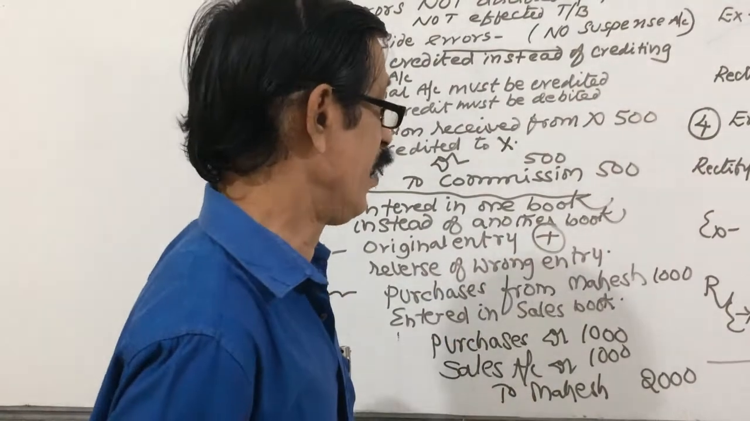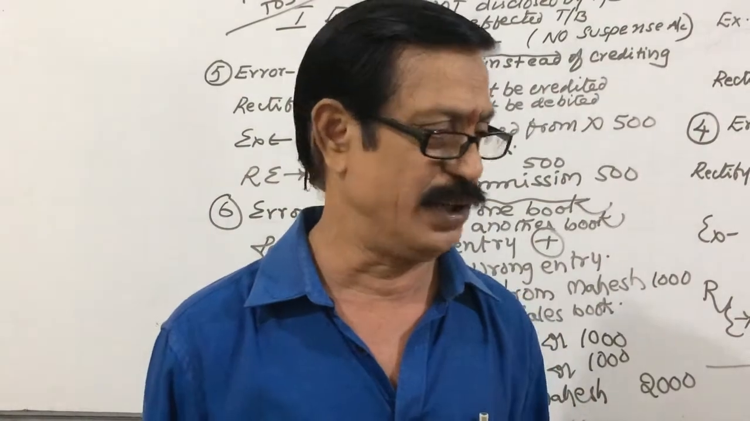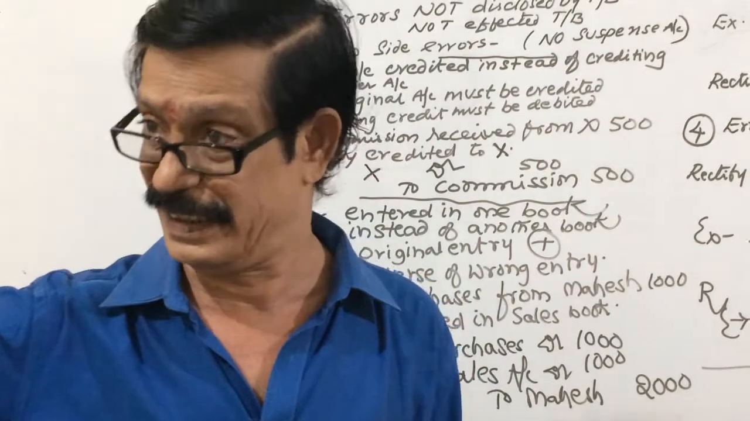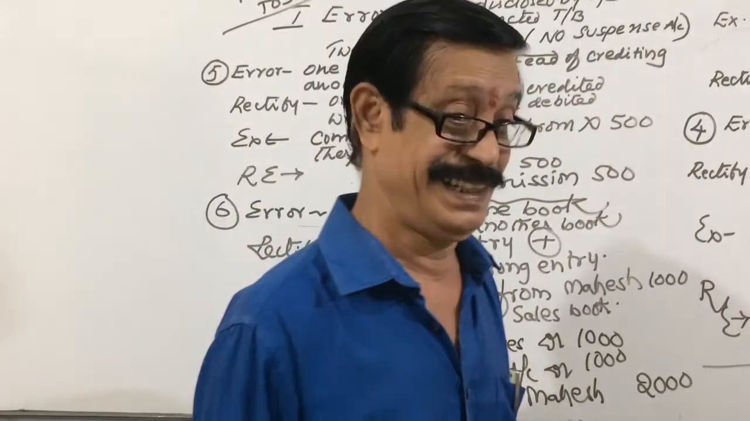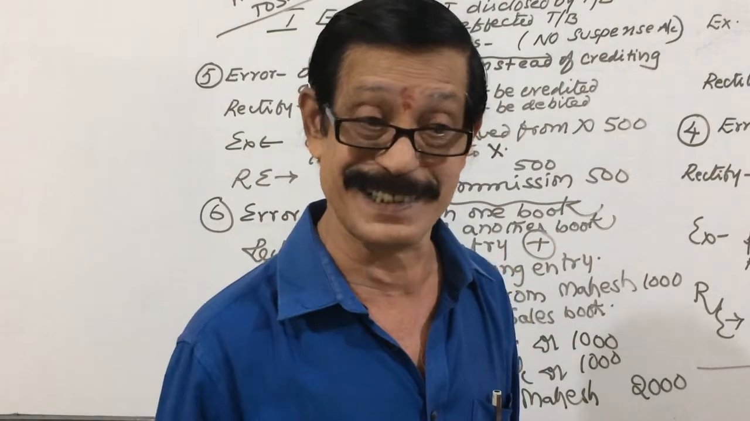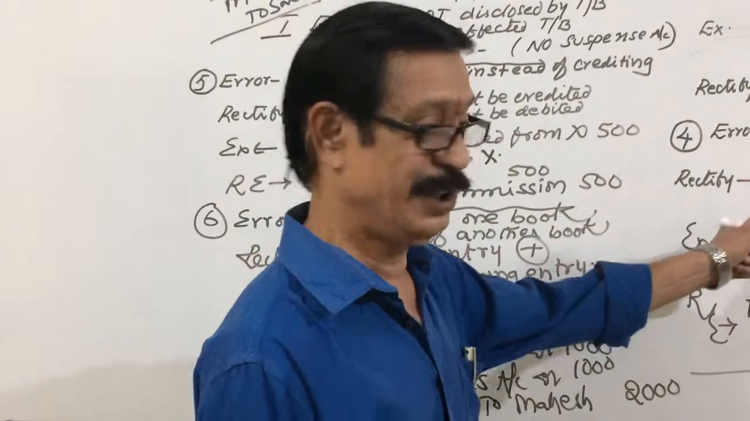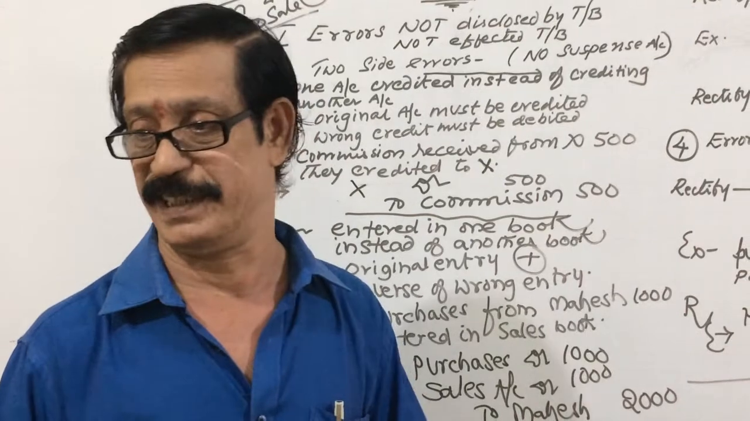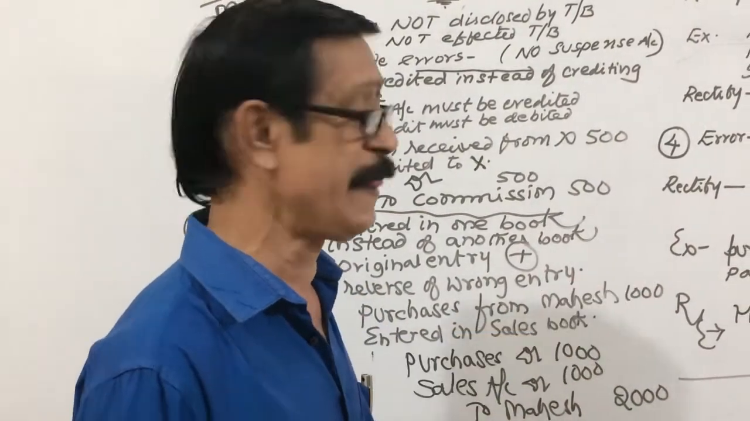Well, dear students, in all these 6 models, 100% no suspense account is required. First model, no entry, so you can write down the original entry. In the second model, they recorded less amount, so pass original entry only for the difference amount. In the third case, they recorded higher amount, then you have to reverse the original entry for the difference amount. Here, one account debited instead of debiting another. This model is very important. Why? Because maximum errors are made in this model only.